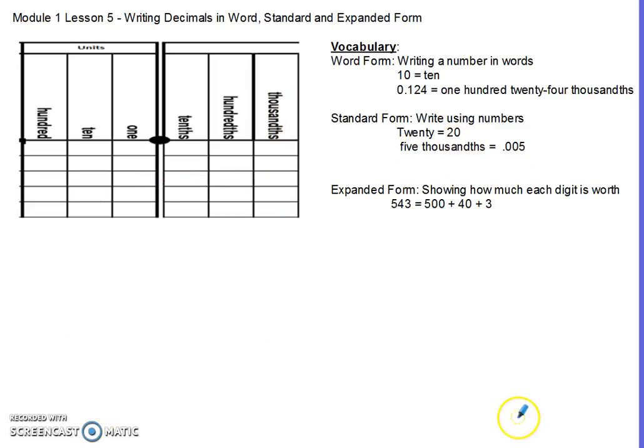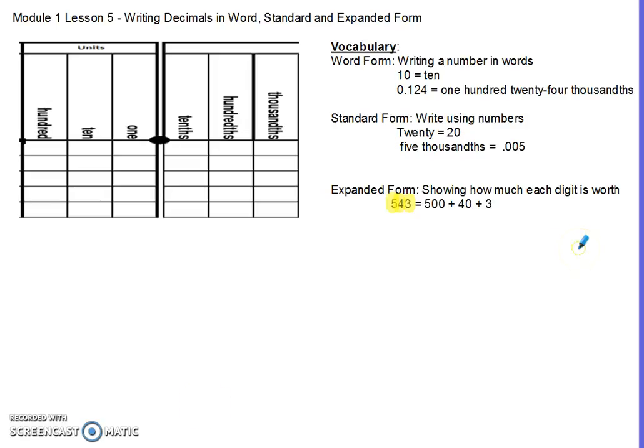Finally, we'll get to expanded form. In expanded form, the definition is just showing how much each digit in a number is worth. So if we take our example 543, I'm breaking down each of these digits into their place value. The 5 is in the hundreds place value, so it's worth 500. The 4 is in the tens place value, so it's worth 40. The 3 is in the ones place value, so it is worth 3.